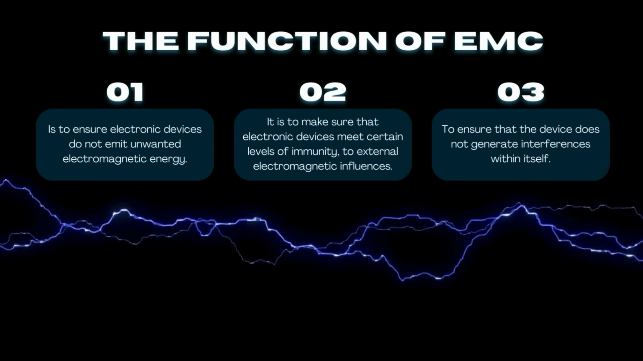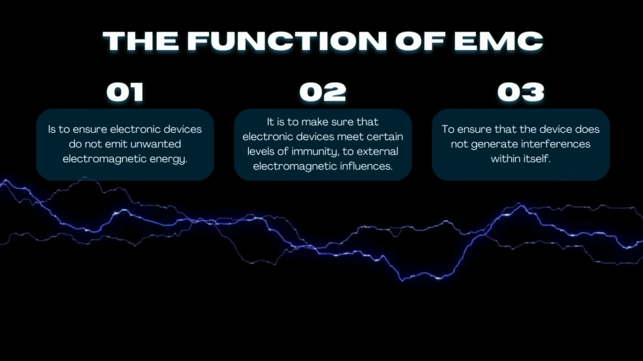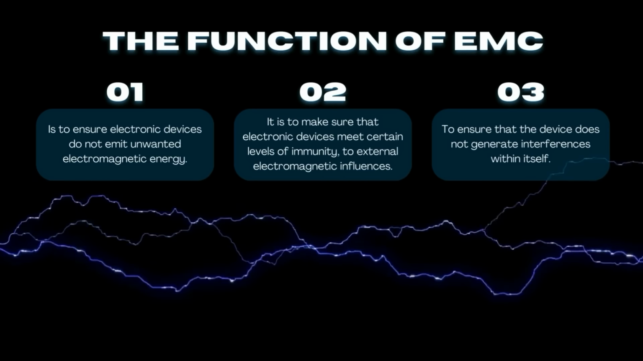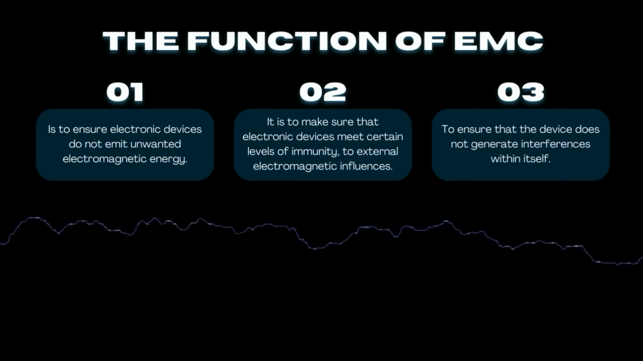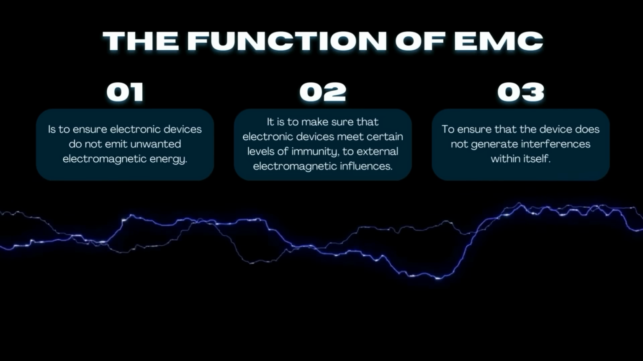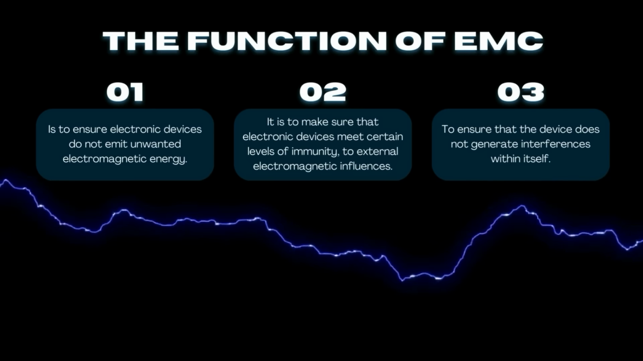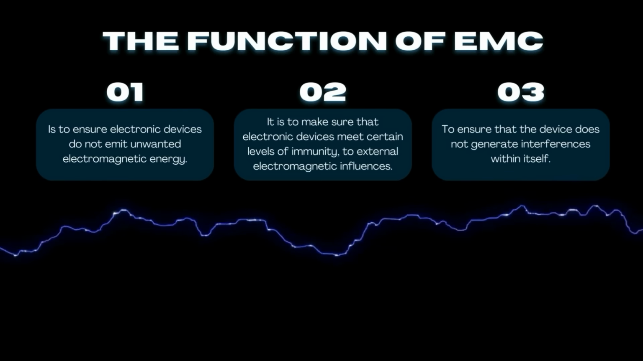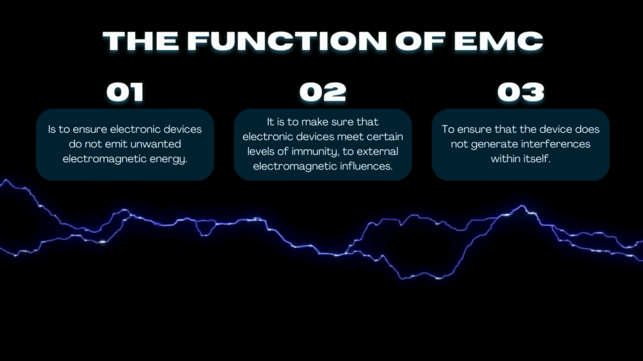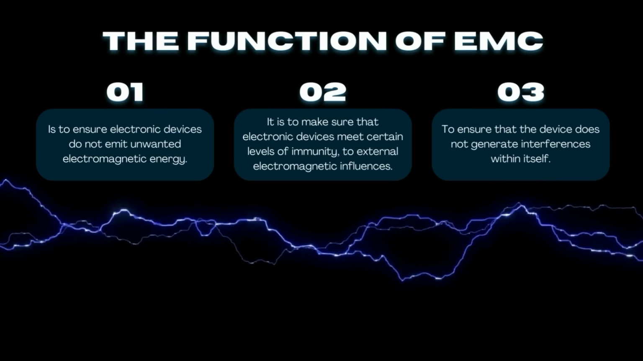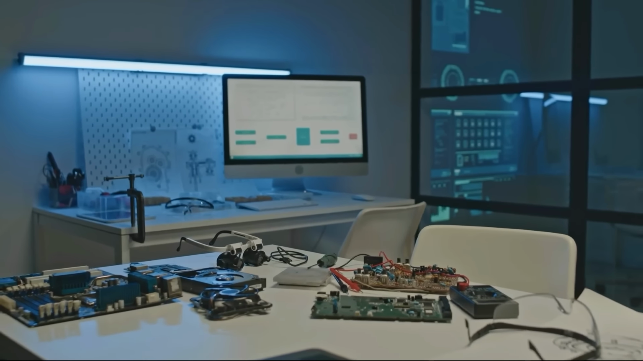The function of EMC essentially is to make sure of three things. 1. Is to ensure electronic devices do not emit unwanted electromagnetic energy. 2. It is to make sure that electronic devices meet certain levels of immunity to external electromagnetic influences. 3. To ensure that the device does not generate interferences within itself. This is essentially where EMC begins.